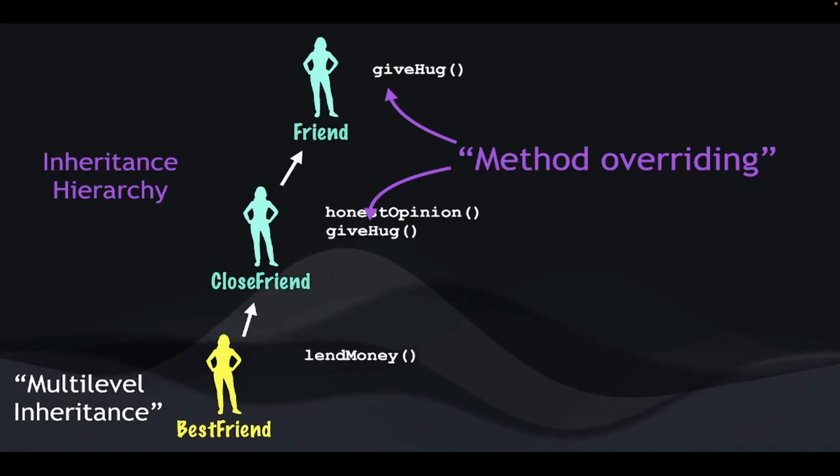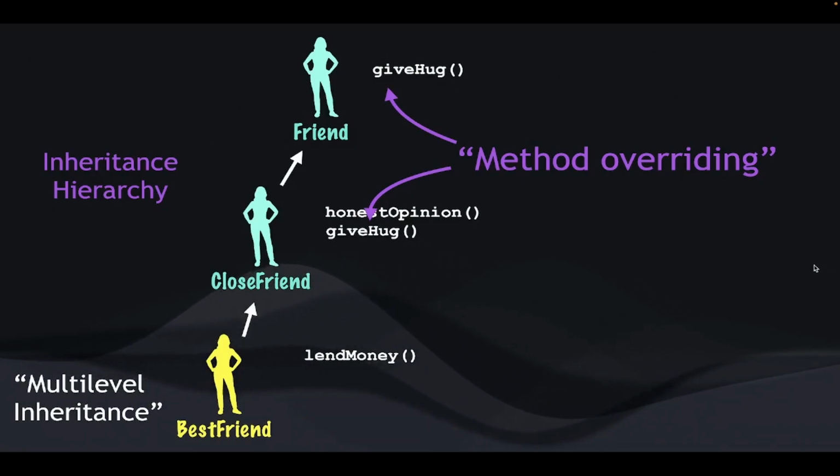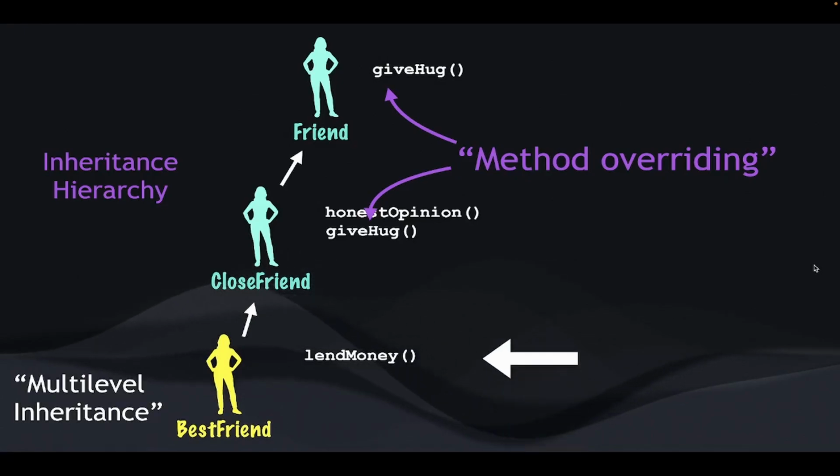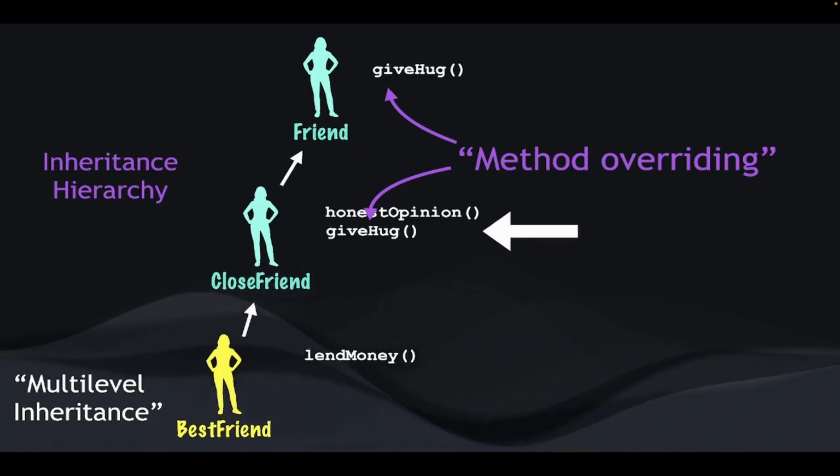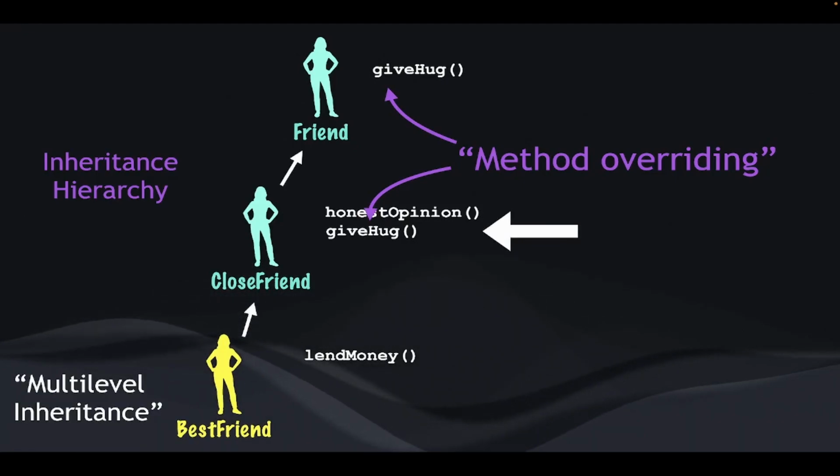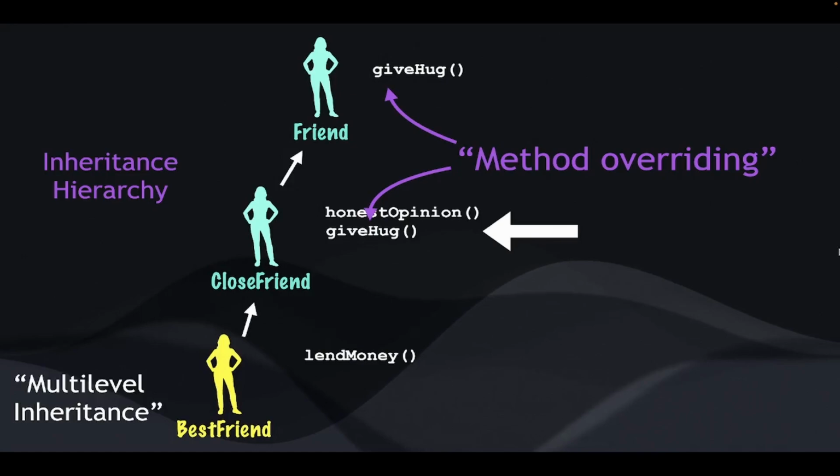And because we understand the way that a method call works up the inheritance hierarchy, we know that if we call the give hug method on a best friend, it's going to move up until it sees an implementation for that. Essentially, it means that a best friend hugs the way that a close friend does, which is maybe a little different than the way a friend hugs. All right, so this is all great with these examples of friends and best friends, but let's connect this a little more to some code that we're going to write.